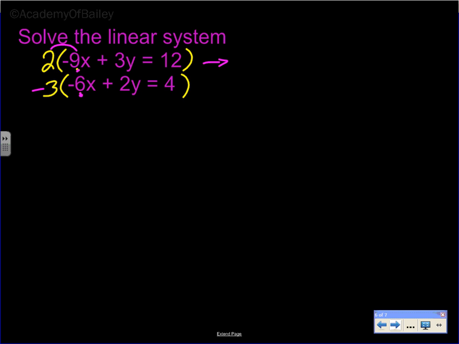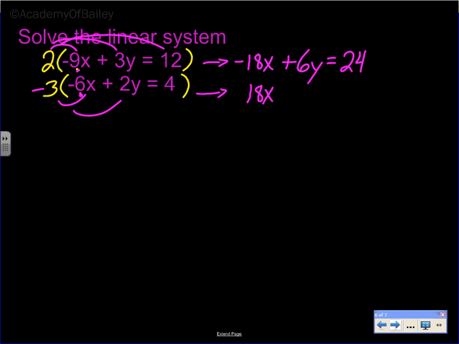2 times -9x is -18x. 2 times 3y is 6y. 2 times 12 is 24. And on the bottom, we're multiplying by -3. So -3 times -6x is 18x. -3 times 2y is -6y. And -3 times 4 is -12.